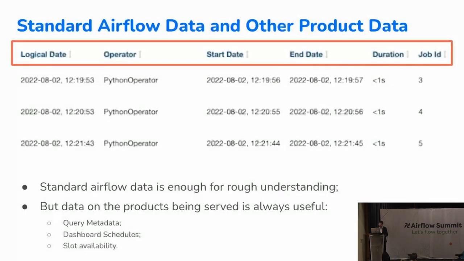And in order to do that, I think we already have some tools that are very useful for us, and they're very simple, like the standard airflow data, like logical dates, operators, start and end dates of normal tasks, and some other data that we can collect, like the products that are being served, query metadata, if we have the type of query and the times of the queries that are being scheduled by the users, dashboard schedules, or any end product schedule that we have, and slot availability.